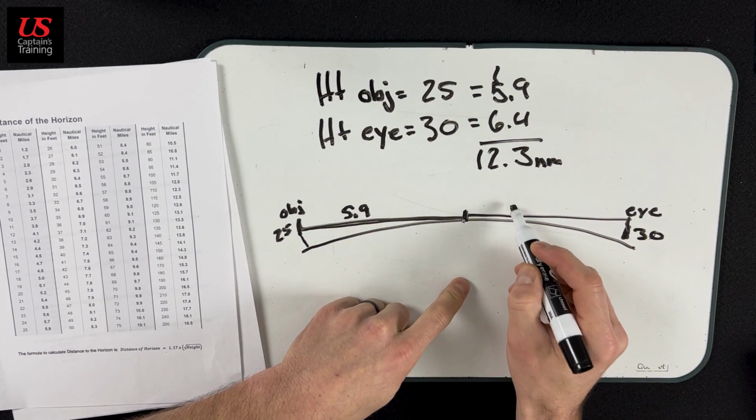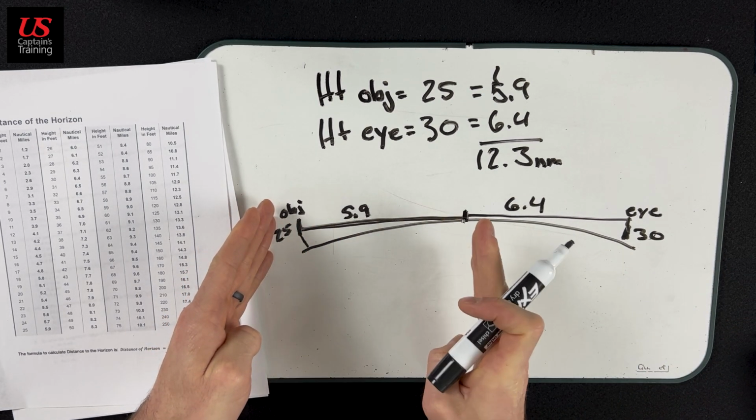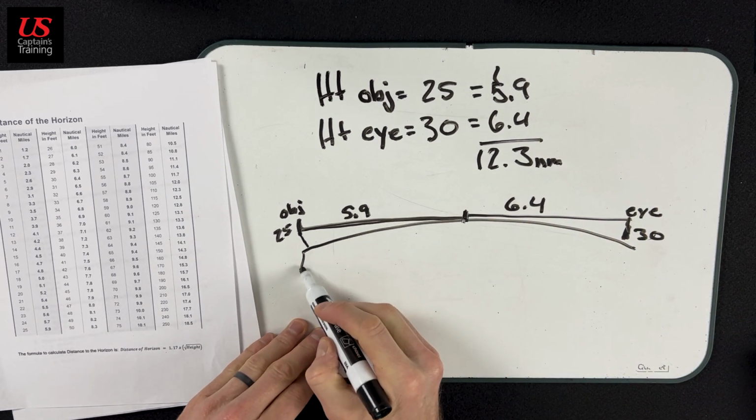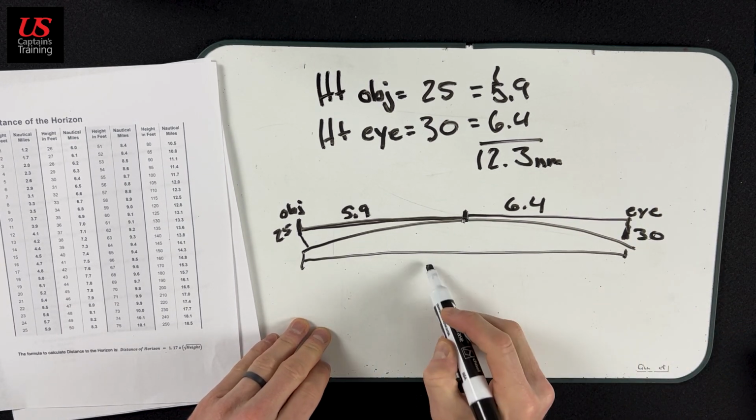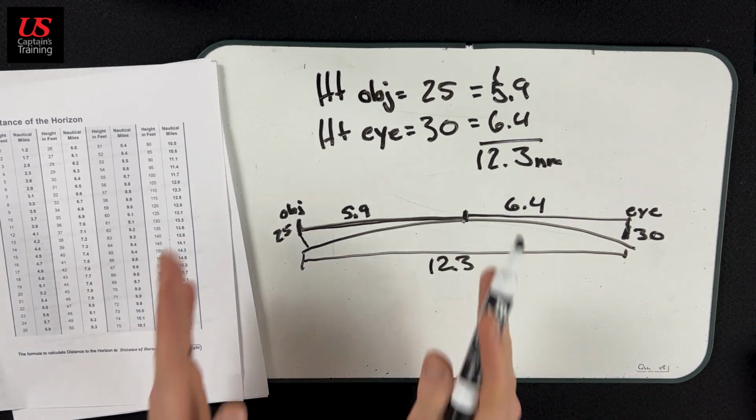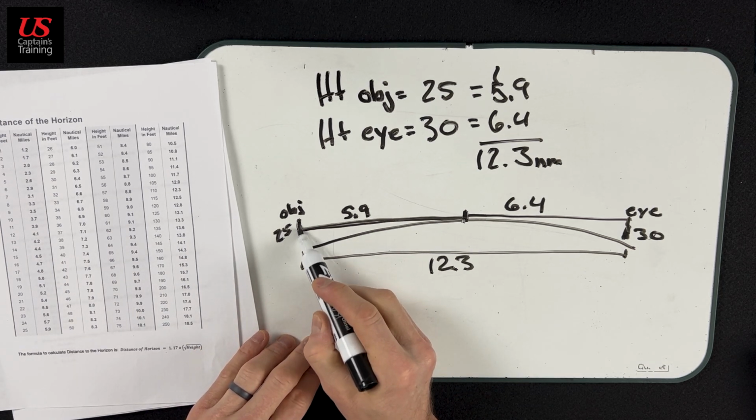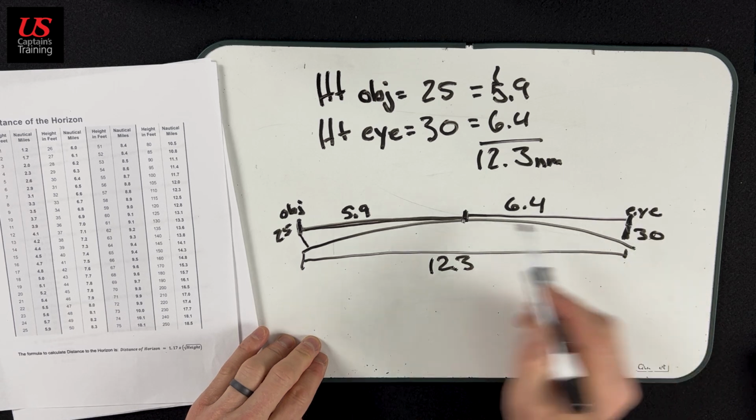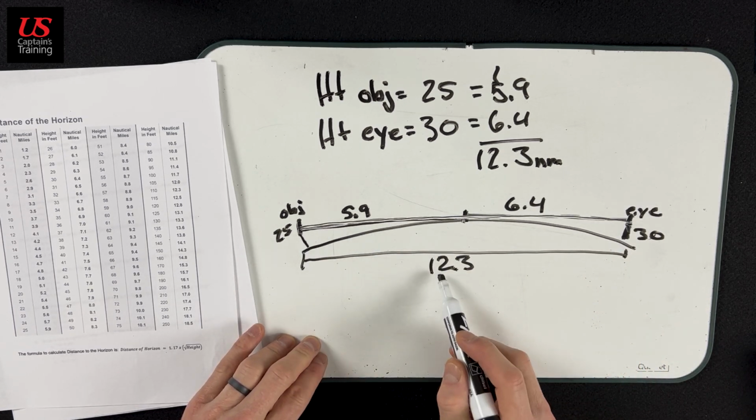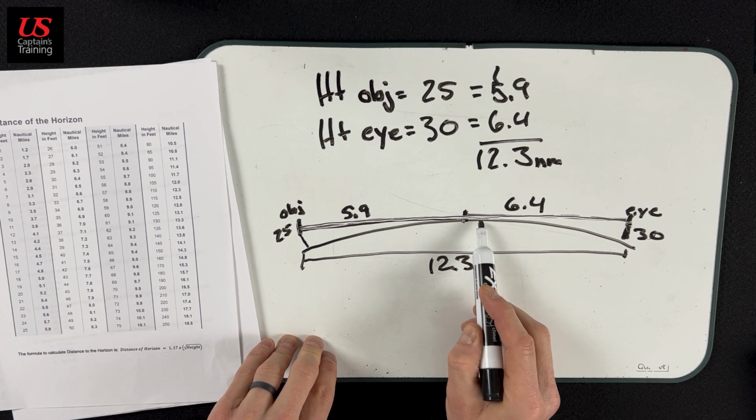It yielded 6.4 nautical miles. So if your object to the horizon is 5.9 and your eye to the horizon is 6.4, this entire distance here is going to be 12.3. And that's the geographic range. That's the physical geographic range that, let's say, a VHF radio could reach from this height of an antenna to this height of an antenna over the horizon. So this is essentially the distance in which the Earth's curve does not get in the way.